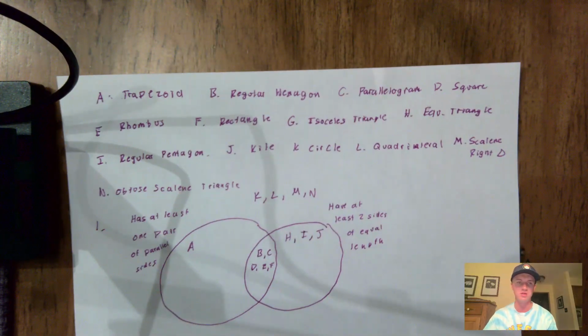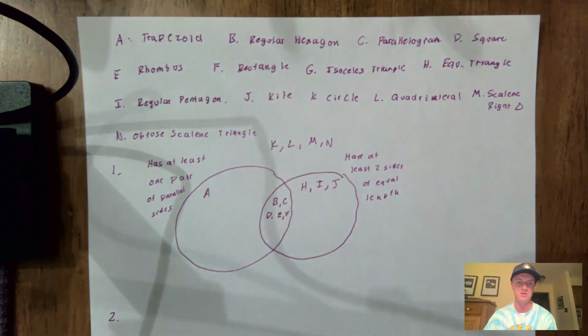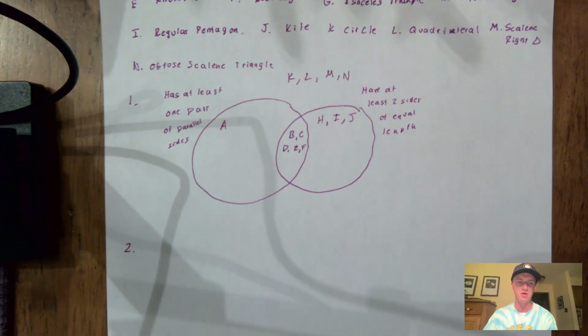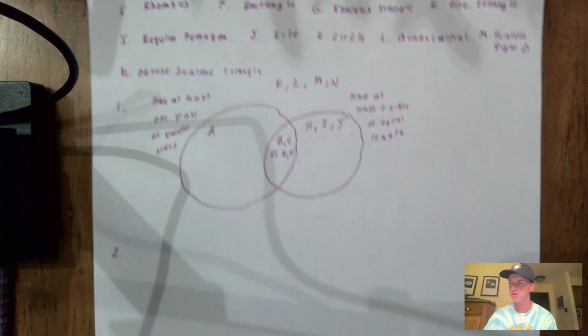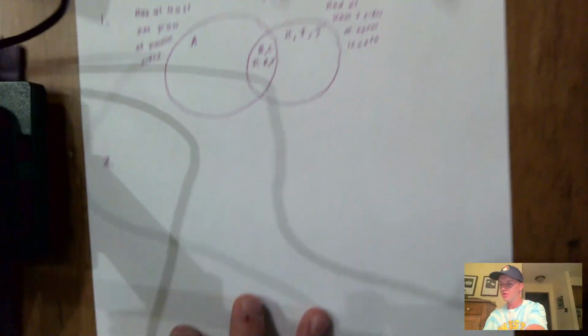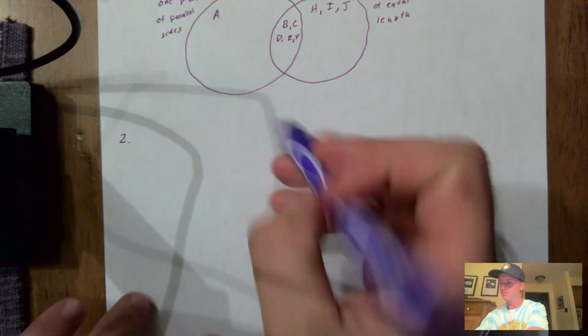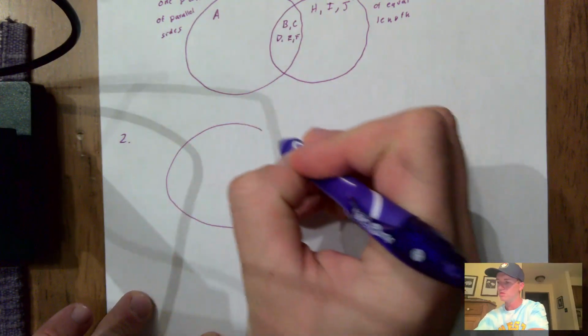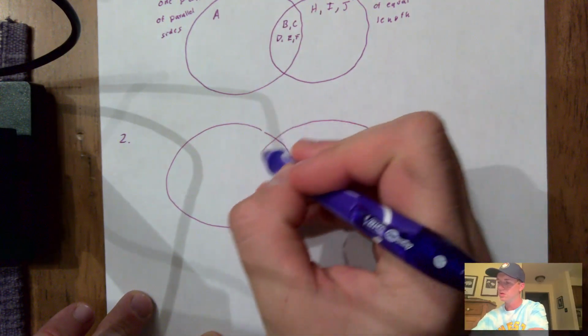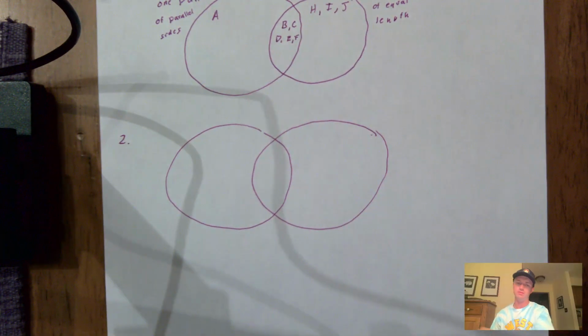So we're going to keep the same shapes. Again, trapezoid, regular hexagon, all that good stuff. I'll try to keep that on the paper, just to reference as we go along. So for number 2, we're going to draw another Venn diagram down at the bottom here. I'll make this one a little bit bigger, so hopefully it can be seen a little bit better. All right, there we go.